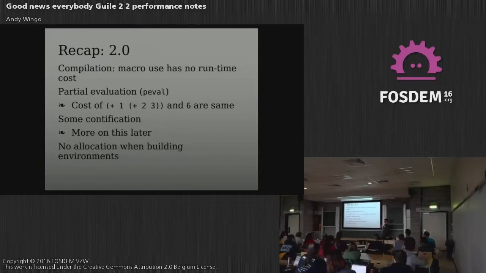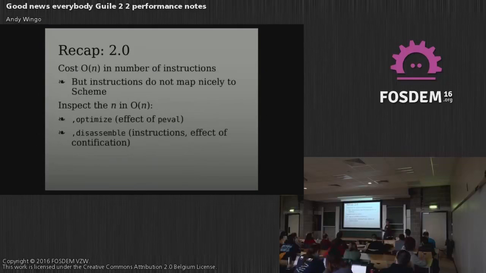But also we had a bit more of an optimizer, and the biggest part of optimization in Guile 2.0 is partial evaluation. And I'll go into that in a little bit. We call it p-eval. So that means some reductions that can be done at compile time are done at compile time. So the costs of these two expressions are the same. And there are a couple of other changes in the runtime environment that materially affected the way you program. But in essence, your cost model in 2.0 is how expensive is my program?